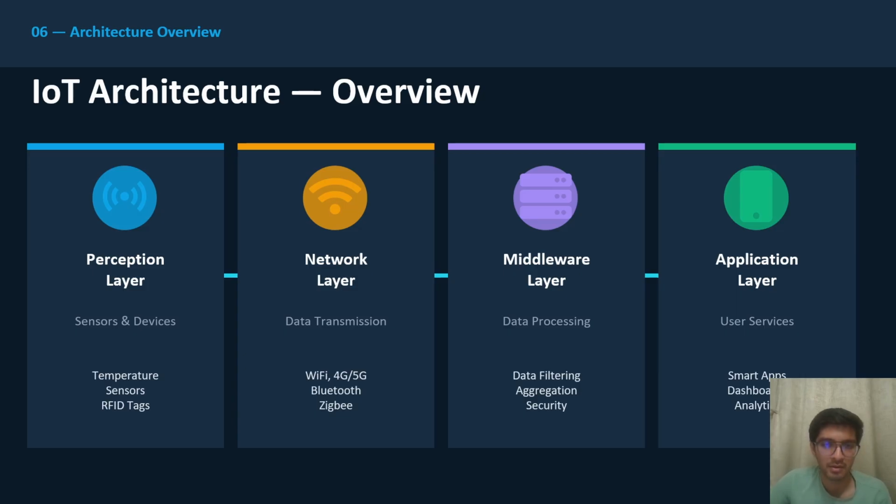The middleware layer processes, stores, and analyzes the data. All the data processing, such as cleaning data, removing the null values and removing the duplicates, all these things come under the middleware layer. And at the end comes the application layer, which delivers insights and services to users such as the dashboards, alerts, and the control systems. Think of it as a pipeline of transmit, process, and act.